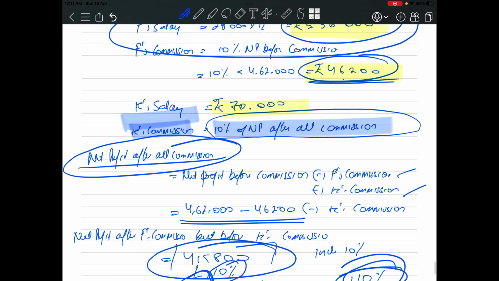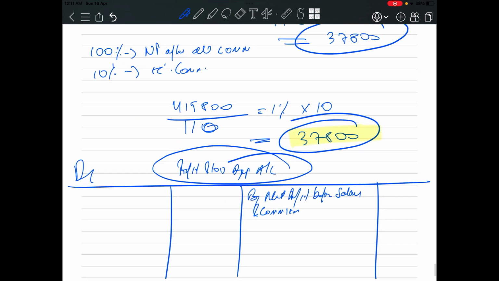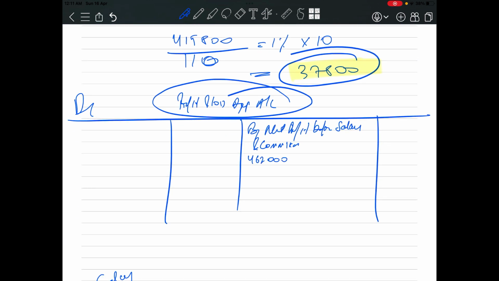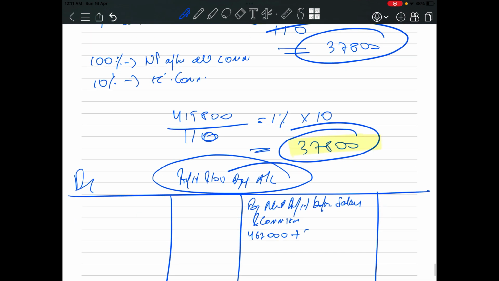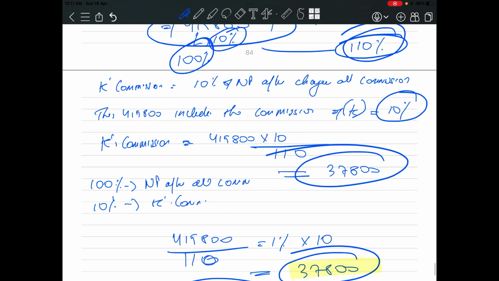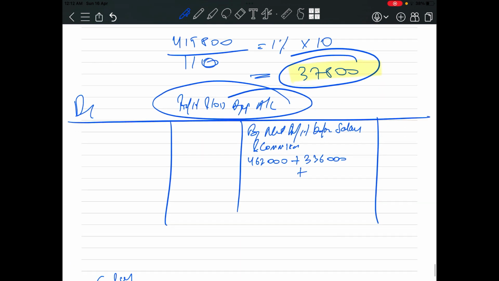We have the figure of net profit before commission, 4,62,000. If I add the salary amount of the partners to this, I will get net profit before salary and commission. So what is the salary amount? 3,36,000 plus 70,000. This way I will get the net profit before salary and commission, which is the figure I need: 4,62,000 plus 3,36,000 plus 70,000, 8,68,000.